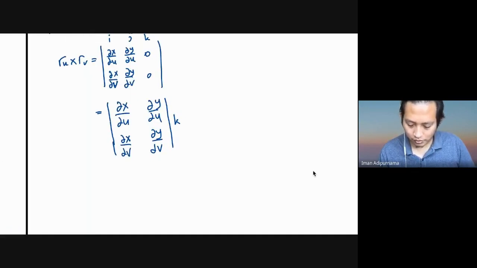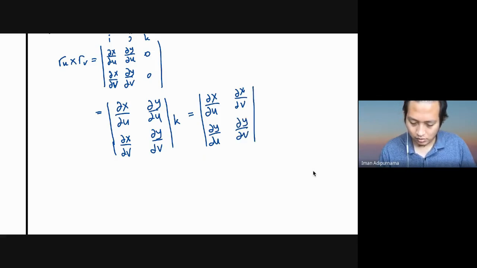Okay, or you can also write, because the results should be the same. You can also write like this, switching this right to here. It's the same because basically this is the determinant, right? If this is A, B, C, D, this will be AD minus BC, right?